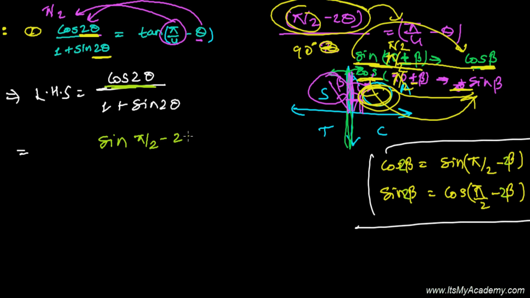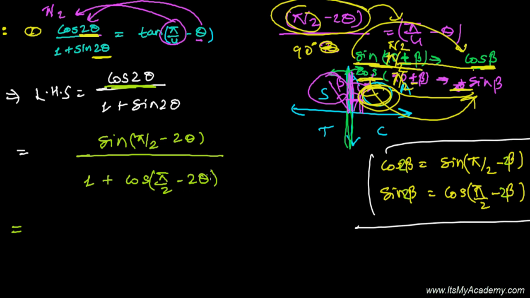So I can write here now sine of pi by 2 minus 2, and in the place of beta, it will be theta. The same process here: 1 plus, now we have sine 2 theta. Sine 2 beta is cos of pi by 2 minus 2 beta, so it will be cosine of pi by 2 minus 2 theta.